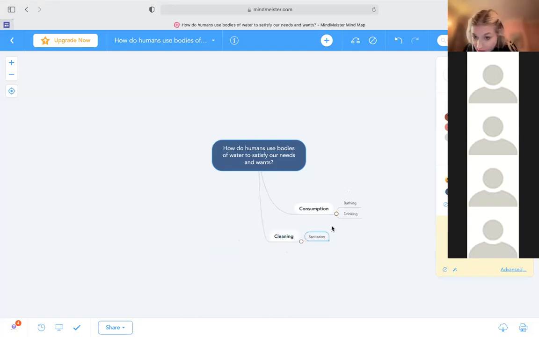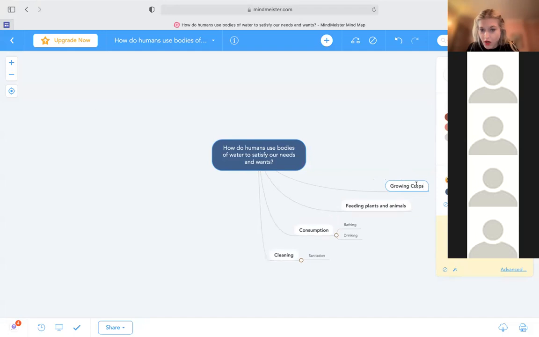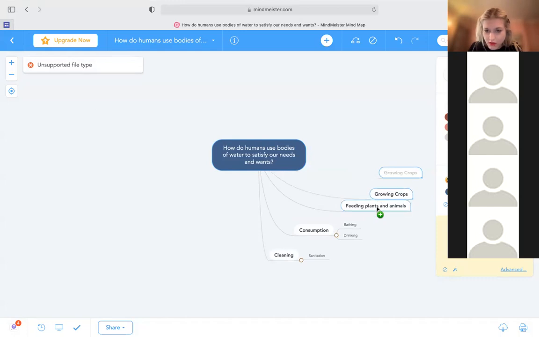So sanitation, watering flowers, right? So we'll put consumption or feeding plants and animals. Right, so growing crops is a good example. I mean, obviously we use rain to grow crops, but sometimes we need artificial, we need stored water in order to. It's hard to do this, like spinning it off. It's okay. I'm just gonna put them all in one place for now.